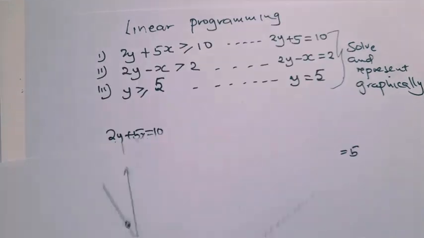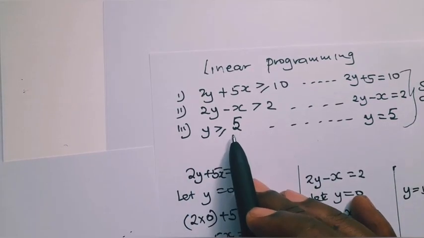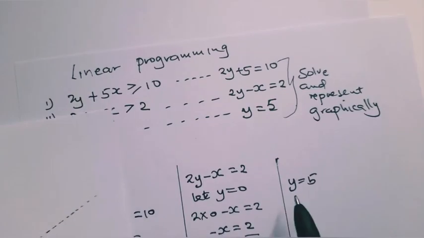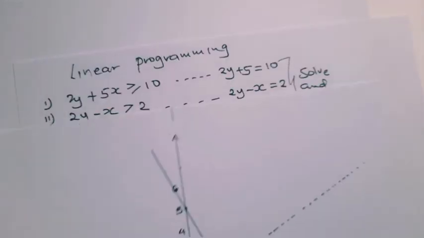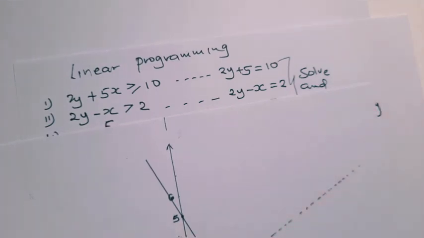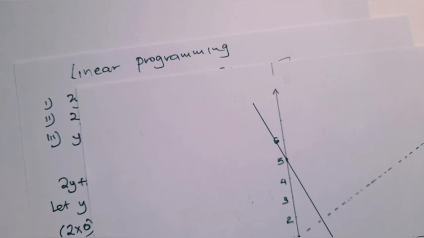Next is y is greater than or equal to 5. So we just come at 5. Because it's a continuous line, we are going to draw a straight line passing through y equals 5. It should be continuous, so we can draw this line.